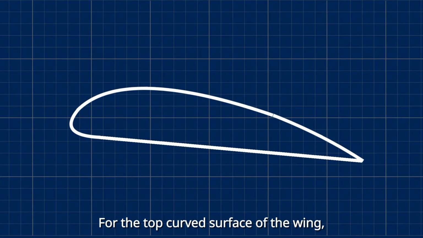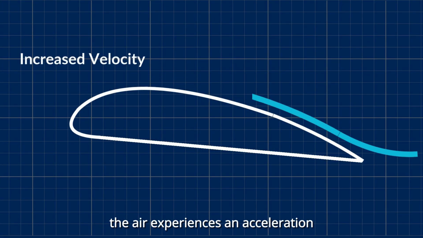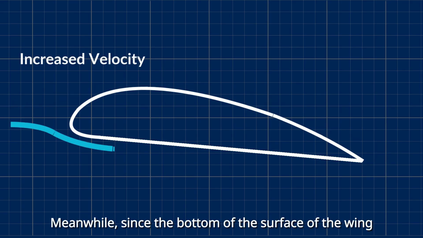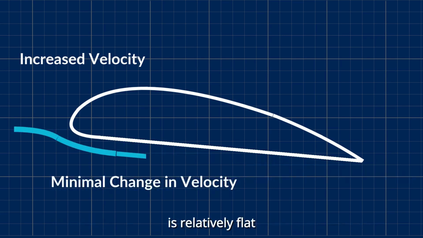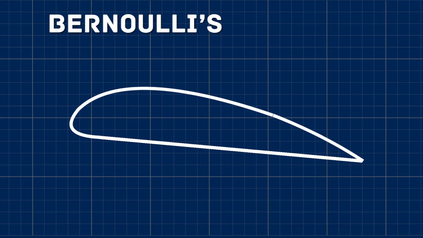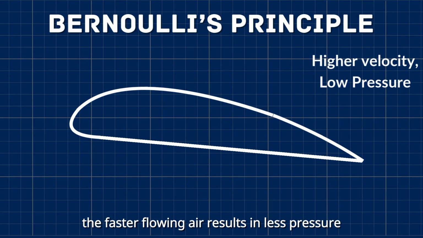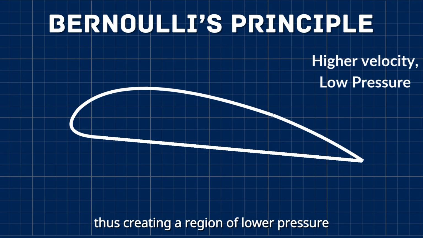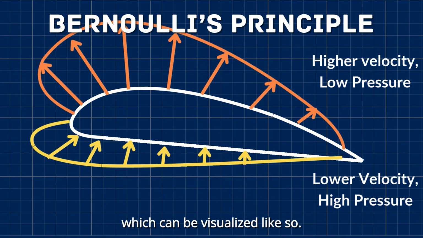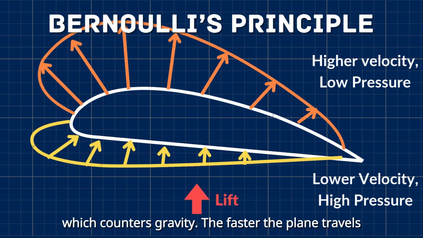For the top curved surface of the wing, the air experiences an acceleration and the velocity is increased. Meanwhile, since the bottom surface of the wing is relatively flat, the air experiences less change in velocity. According to Bernoulli's principle, the faster flowing air results in less pressure, thus creating a region of lower pressure over the top of the wing and a region of higher pressure at the bottom of the wing, which can be visualized like so. The pressure difference generates an upwards force of lift, which counters gravity.